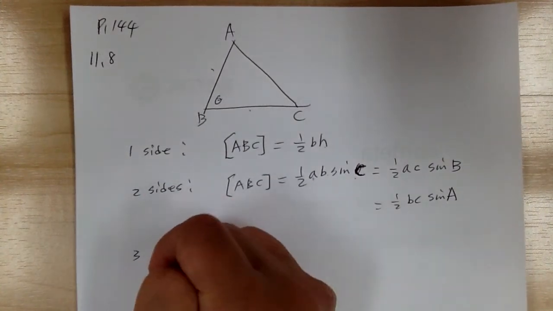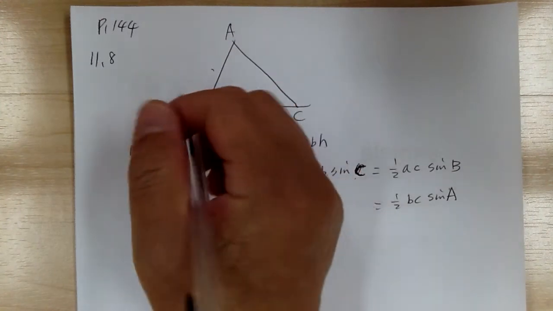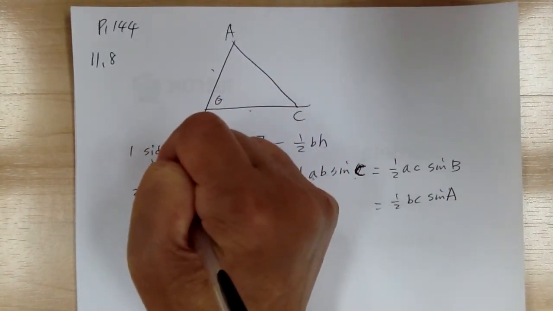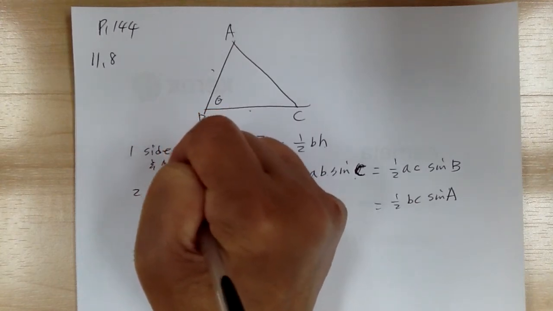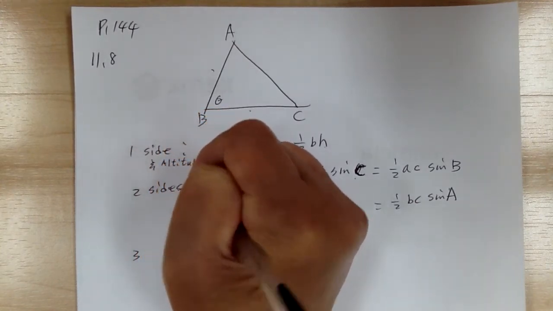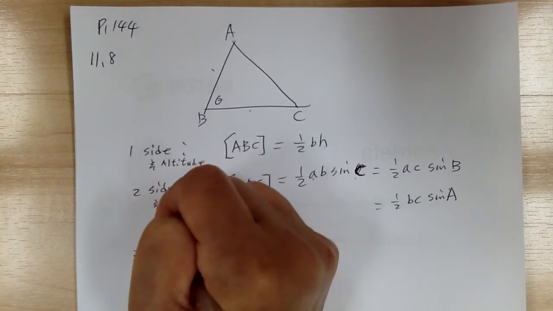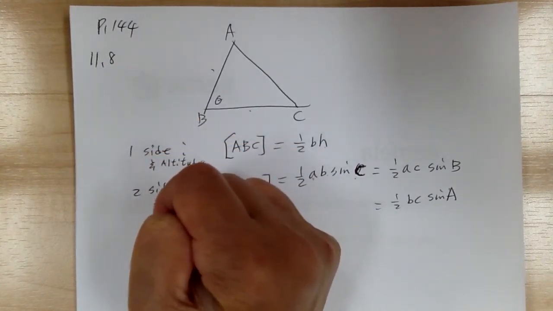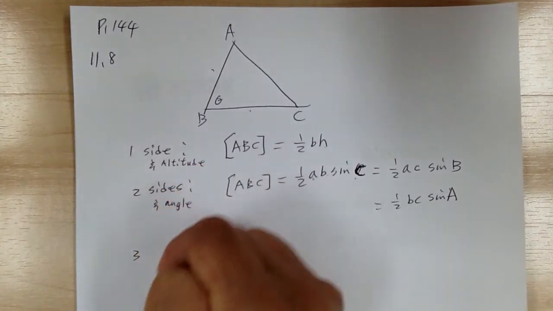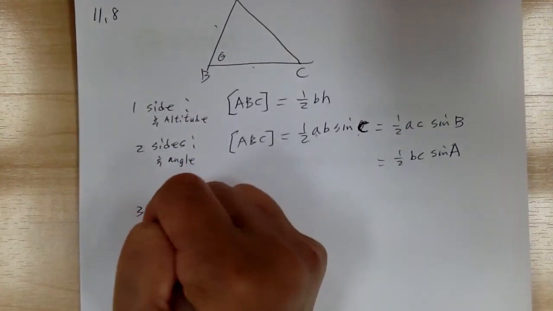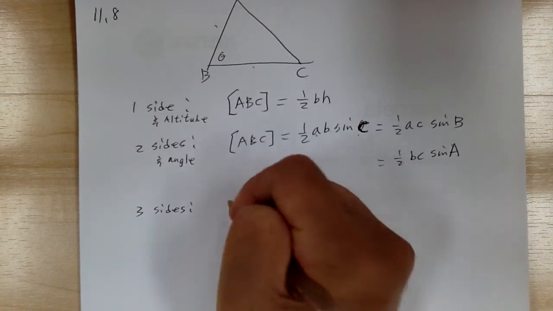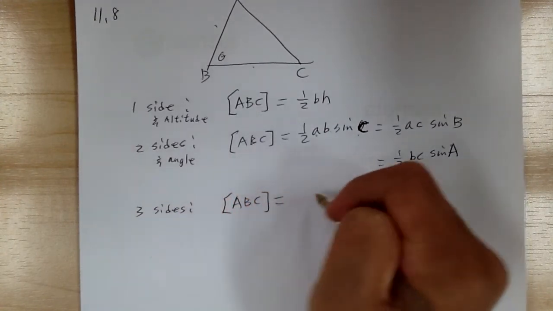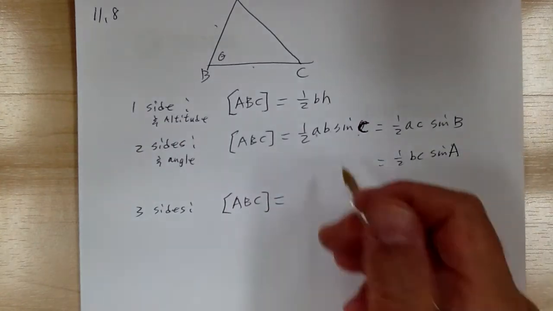Now if they give you one side and the height, or altitude, or two sides and an angle. And if they only give you three sides, then you have to use something called Heron's formula.